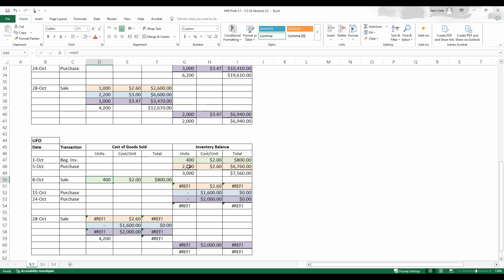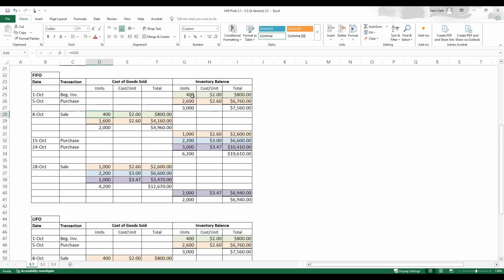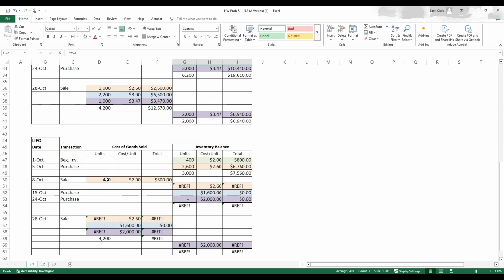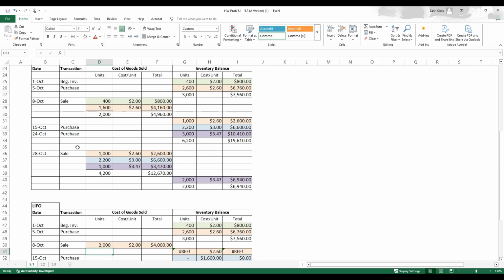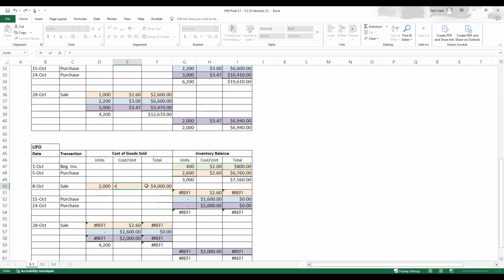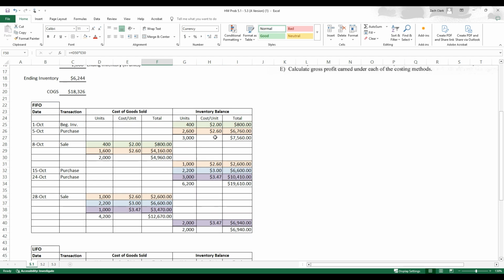But let's change this formatting so that it's this other color, because that's the difference with LIFO. Here, you can see we pulled from that first layer first. With LIFO, we're going to pull from the last layer, the bottom one, the most recent purchase, if you will. And we only need 2,000 units. That was our total sale here, 2,000 units. And that's at $260 per unit. So our cost of goods sold.